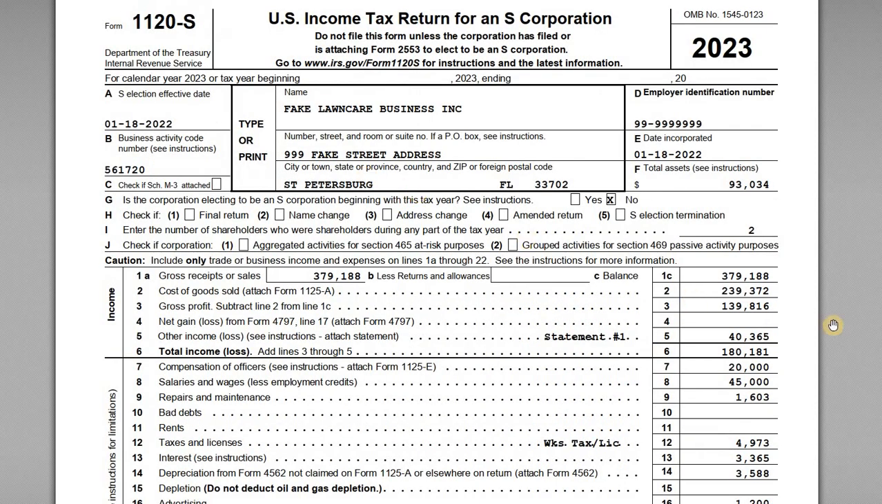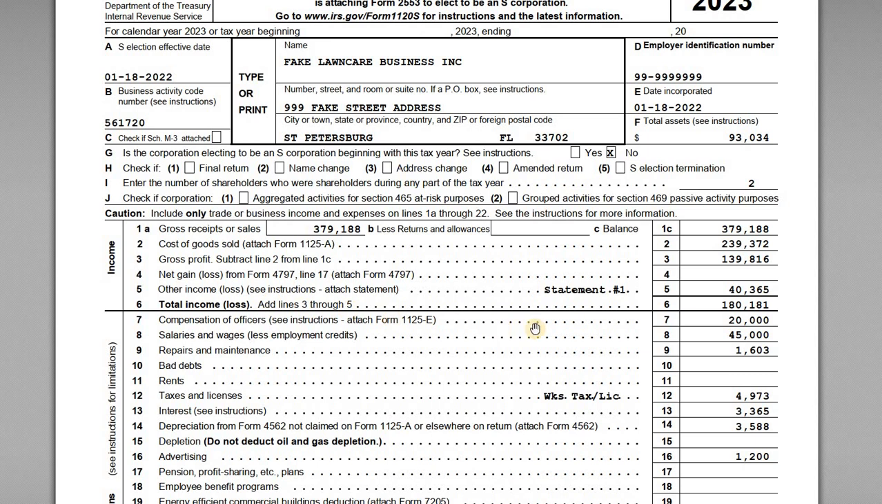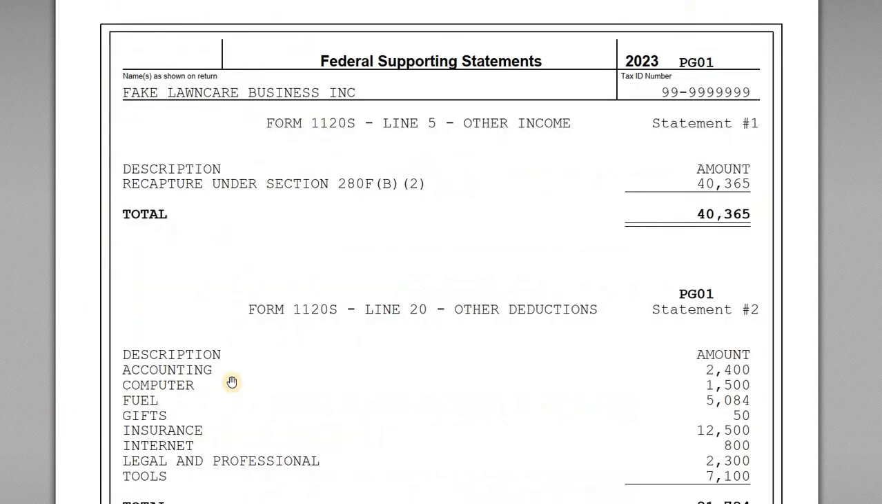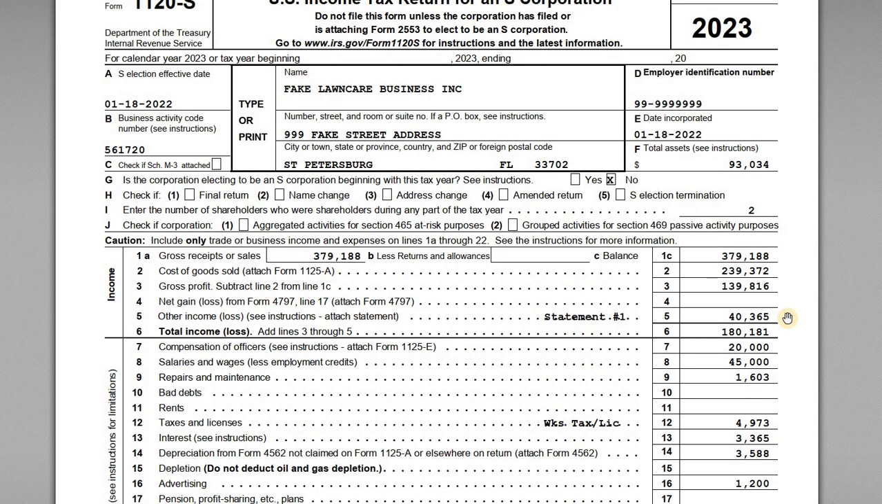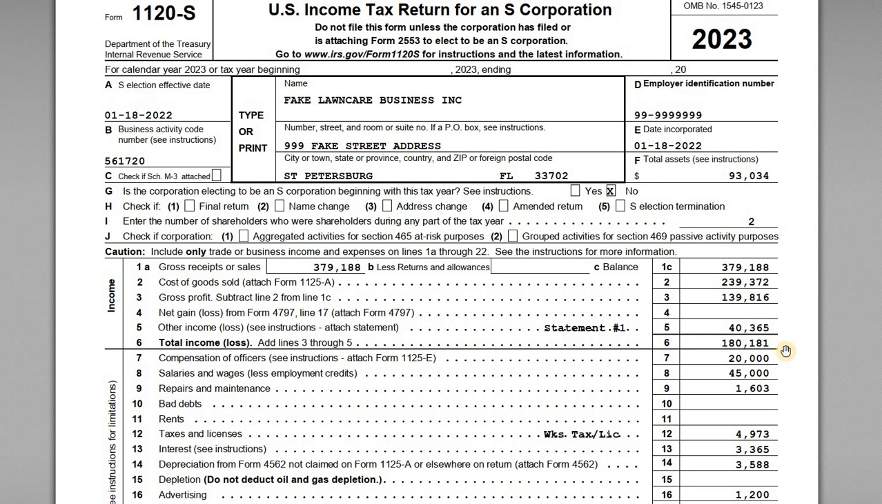So once we have the $40,365, this is all ordinary income. For an S corporation, we will report that value on line 5, other income or loss, $40,365. And we have attached a supporting statement there. This is our supporting detail that shows that this is a recapture under Section 280F(b)(2), $40,365. So again, just to reiterate, the vehicle has not been sold. We still have the vehicle, but because business use dropped by too much, it fell below that 50% mark, we have to recapture the bonus depreciation that we took in the prior year.